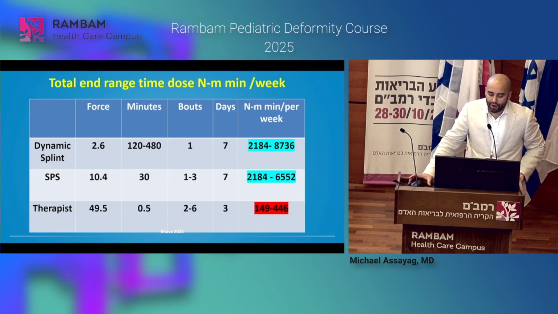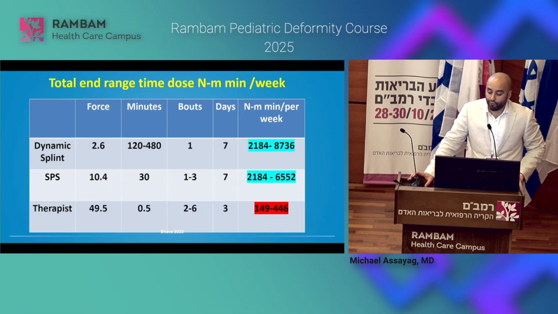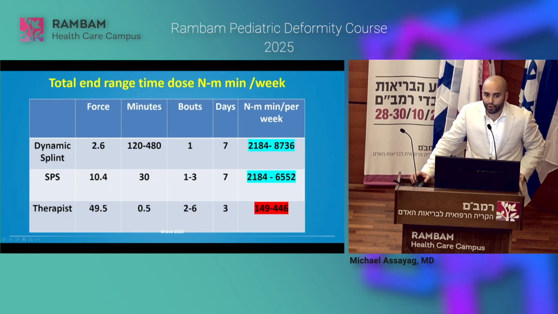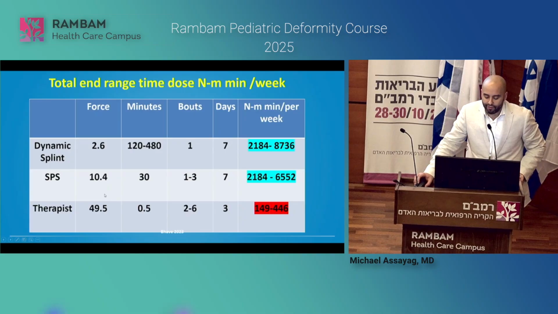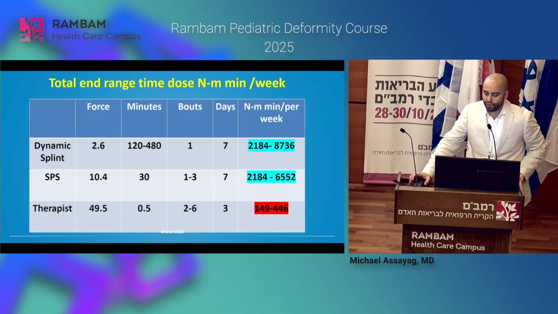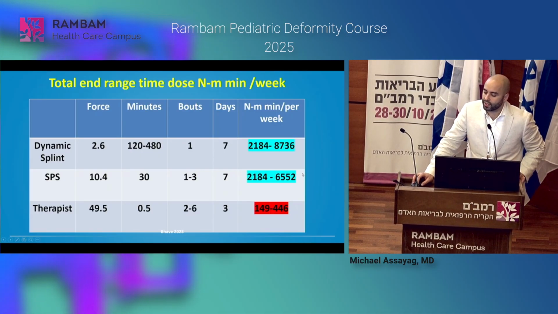This is a very interesting graph that shows that there are two ways to obtain a good stretch. You can either force a lot, but for a short amount of time, and that's what happens with a physical therapist, right? The physical therapist sees your patients for an hour at a time, maybe 3 times a week, and as you can see, they apply a lot of force, up to close to 50 Newton meters per minute per week. However, in total in a week, they'll have about 446 Newton meter minutes per week.